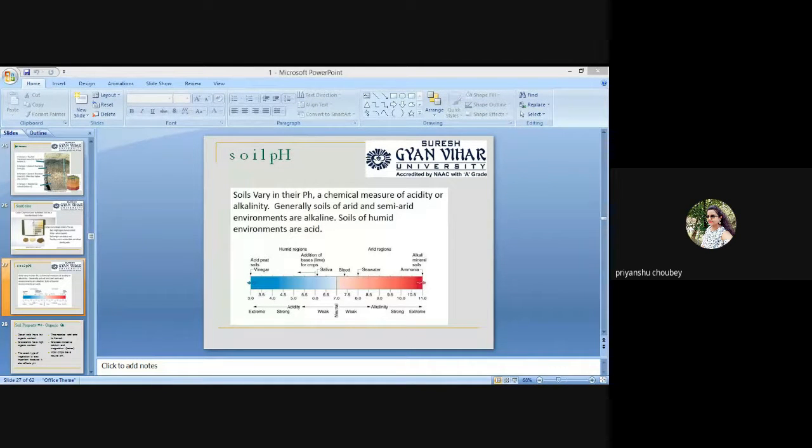The term was first coined and used by a Danish scientist, Sorensen, in 1909. Soil pH measures the hydrogen ion activity and is expressed as a logarithmic term. The practical significance of this is that each unit change of pH means a tenfold change in the amount of acidity or basicity. It is given by the expression pH equals log of 1 upon hydrogen ion concentration, which is equal to minus log hydrogen ion concentration.